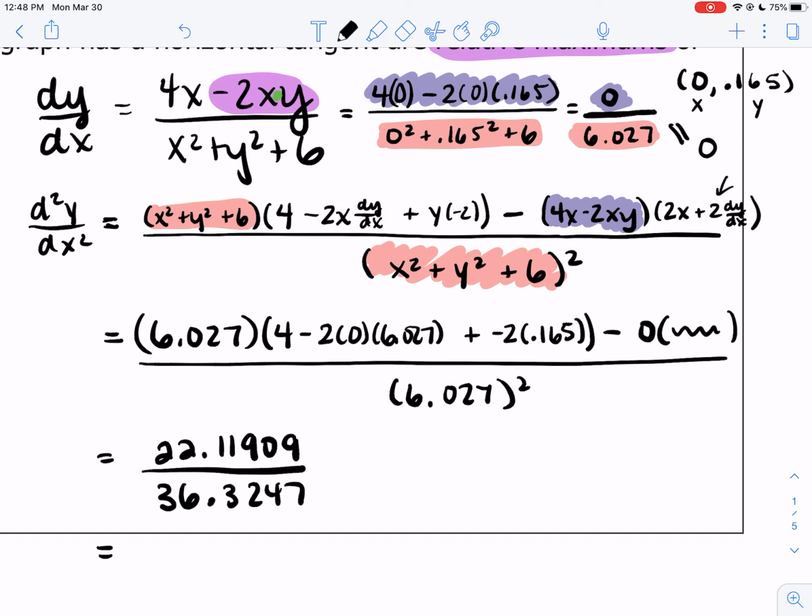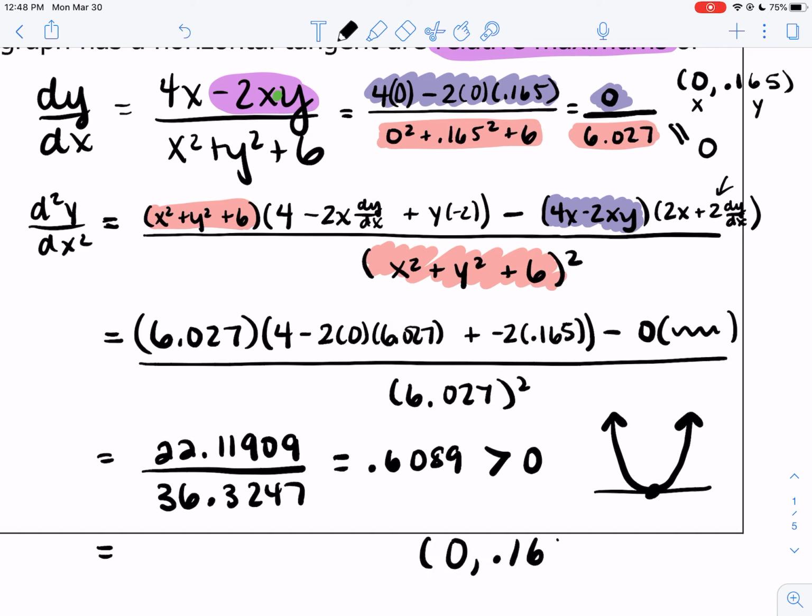You can get a value for it if you'd like, but remember, all we're really interested in is whether that is positive or negative. So this number, which is actually equal to 0.6089, is greater than 0. That's a positive number. That means that your graph is concave up. If your graph is concave up, that means the point that we're dealing with, (0, 0.165), is going to be a minimum.